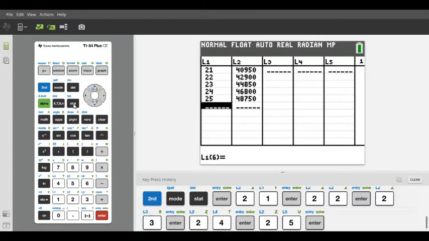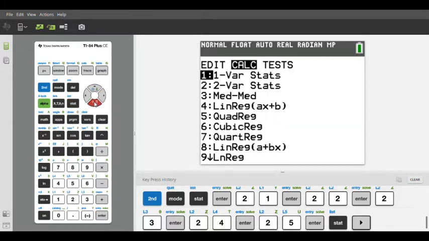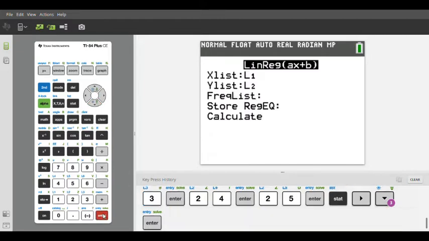So the next thing we're going to do is hit stat, then calc. We're going to scroll down here to number 4. Linear regression is what this stands for, and what it does is it finds a line to fit it. You should already have L1 in your X list. In your Y list it should be L2. Leave frequency completely blank.